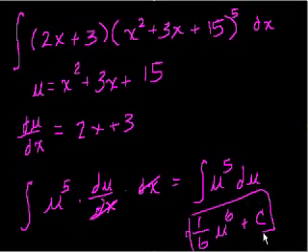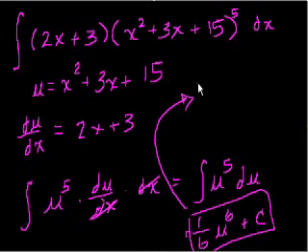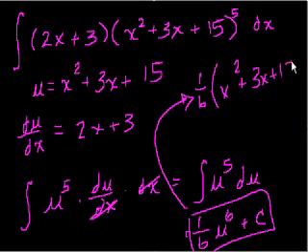And now we can just unwind this. I'll do it up here to make it extra messy. This is just equal to 1/6 times u, which is this right here, right? We just set u to equal this expression. 1/6 x squared plus 3x plus 15, all of this to the 6th power, plus c.